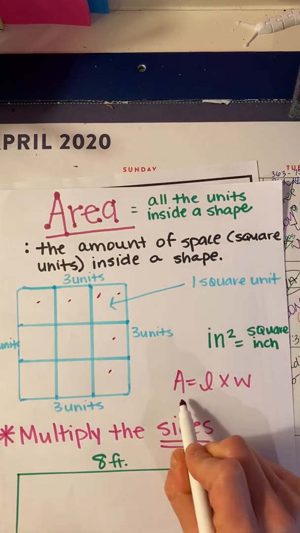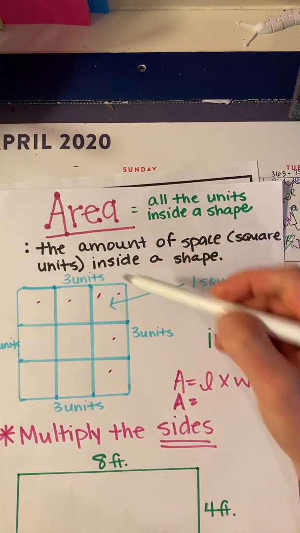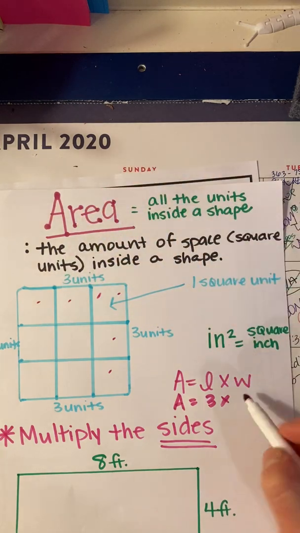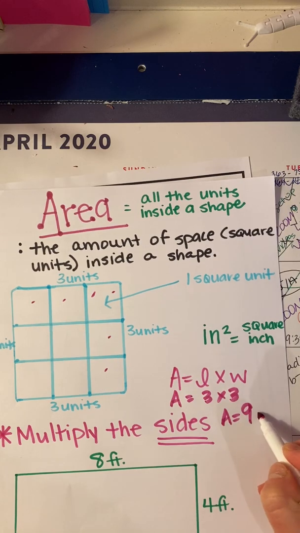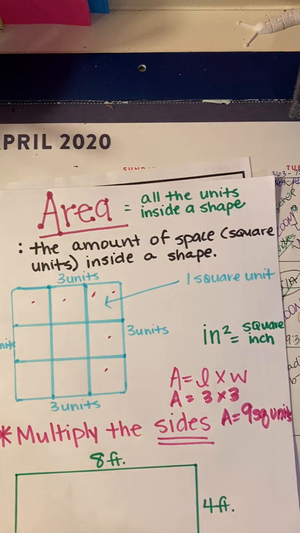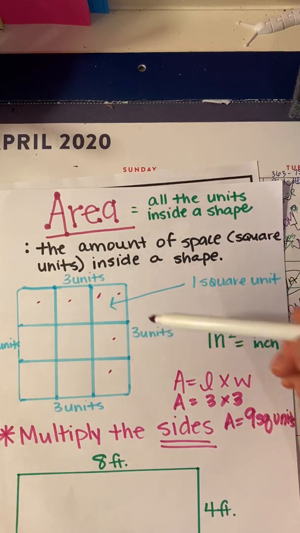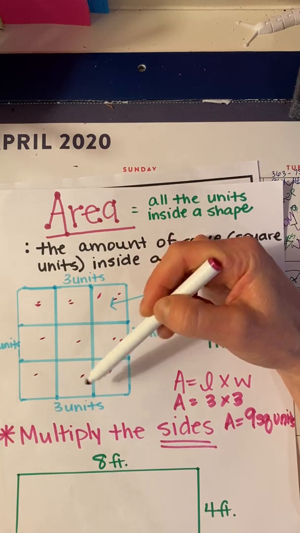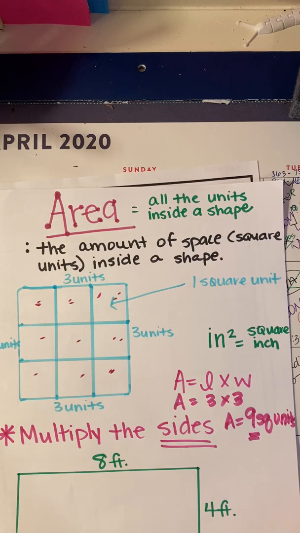So we know that area is length times width. So we're going to say area is length 3 times the width, 3. So our area should be A equals 9 square units here. So we can check it with what I've drawn inside the shape. Let's count how many squares are inside of the shape. 1, 2, 3, 4, 5, 6, 7, 8, 9. It matches my answer.